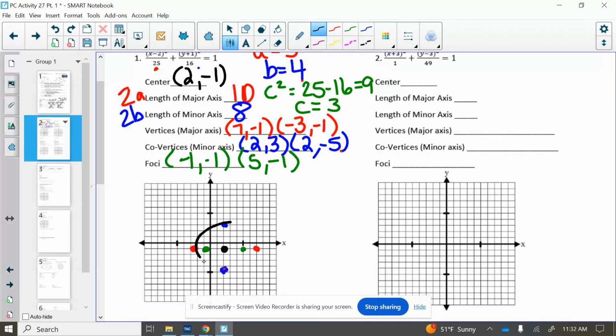And then to finish out our ellipse, we always just connect those vertices and covertices. We see our little horizontal ellipse.